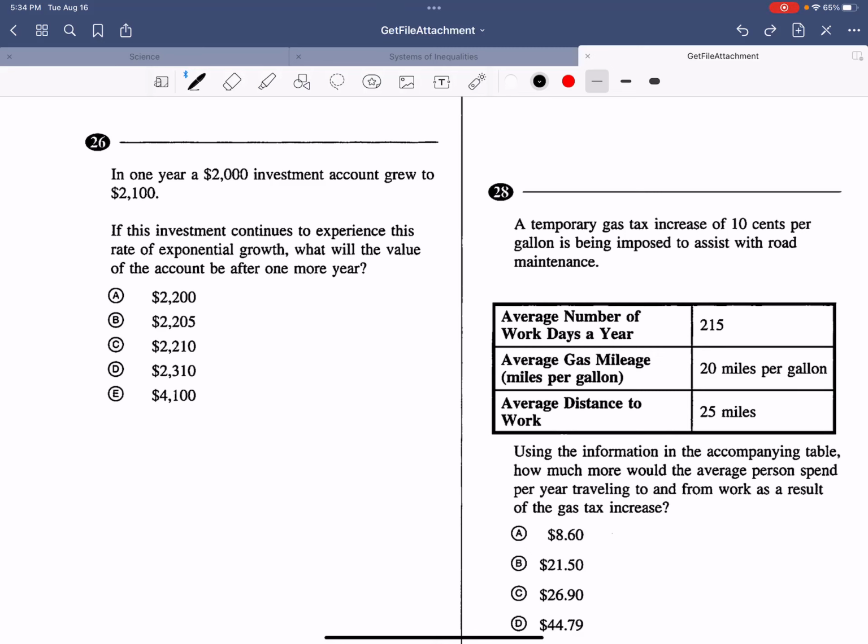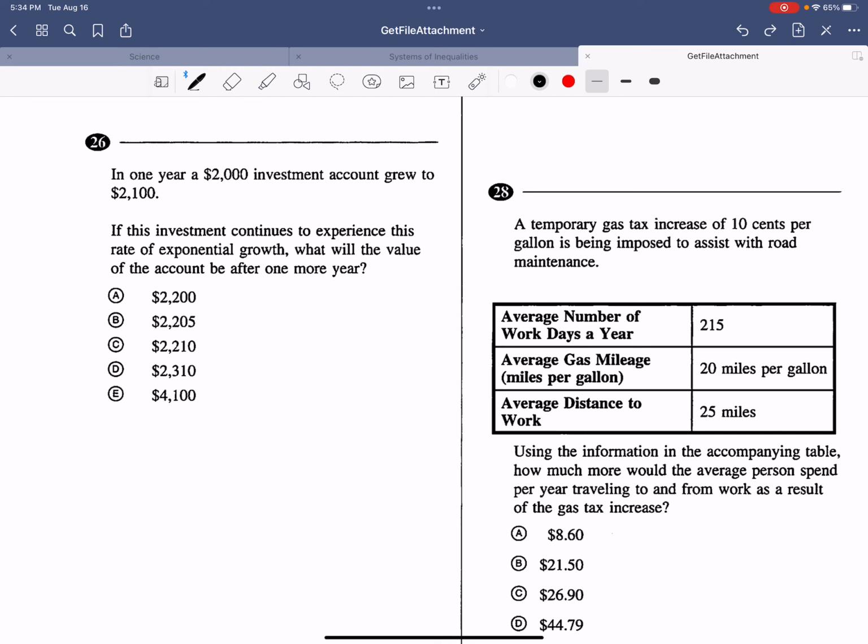Number 26. In 1 year, a $2,000 investment account grew to $2,100. If this investment continues to experience this rate of exponential growth, what will the value of the account be after one more year?